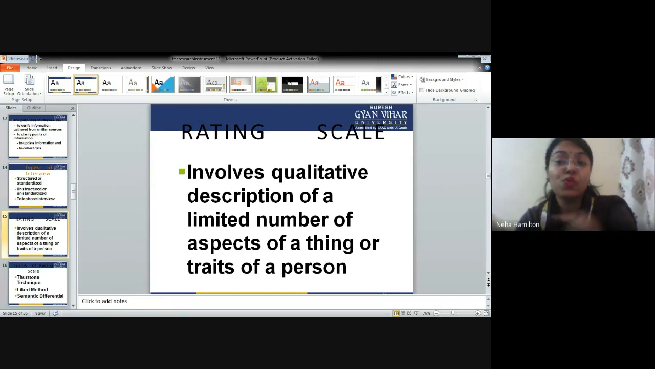Now, when to use which method, I have explained to you earlier. It depends on the kind of research study, your sample size, and the scale of information you want, right?